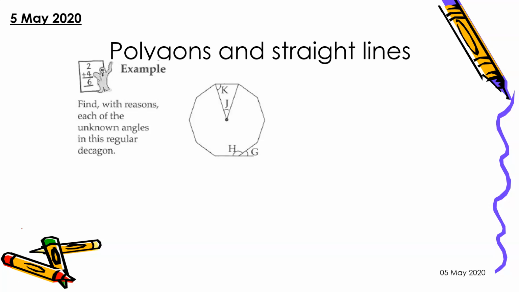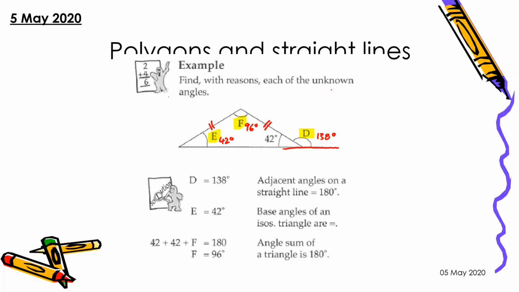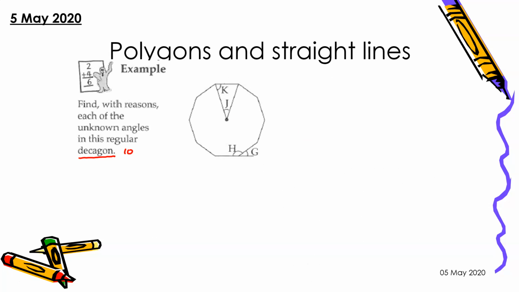Okay, so hopefully you gave that a go. So the key thing is decagon, so it means it's 10-sided. So the easy thing to do is use the fact that we know the external angle of any shape equals 360 divided by how many sides it's got. So 360 divided by 10. So G is an external angle. So the easiest thing to do is say that G is 36.